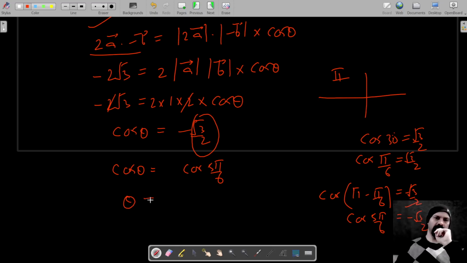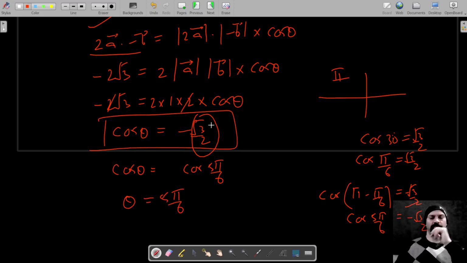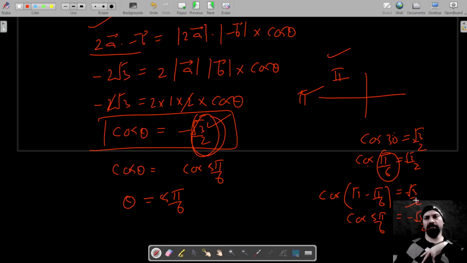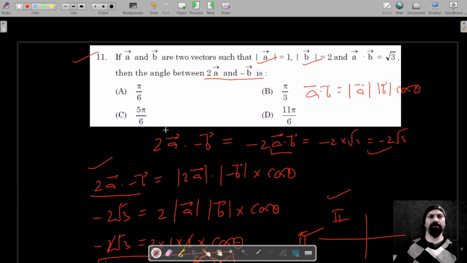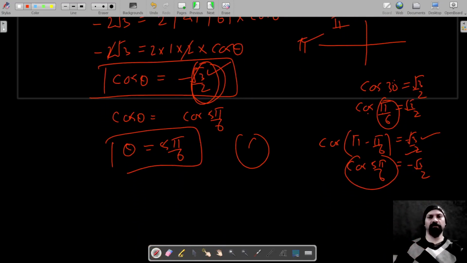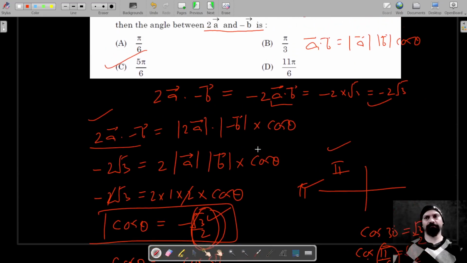So that means theta is equal to 5 pi by 6. I have written this by taking the base angle for the value root 3 by 2, which is pi by 6. So cos pi by 6 is root 3 by 2, and cos is negative in the second quadrant. To remain in the second quadrant, it has to be pi minus pi by 6, which gives us the negative root 3 by 2. So theta is equal to 5 pi by 6, which means C is the correct option for this one.